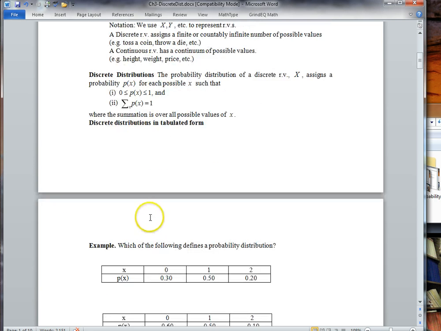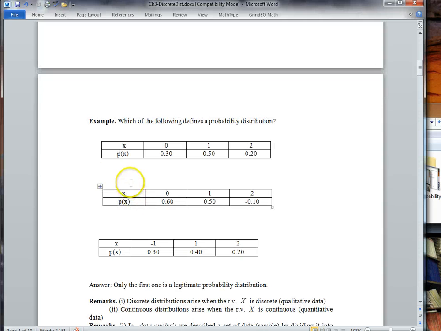So let's look at this example and see which one of the following defines a probability distribution. Well, let's look at the first one. I have 3 possible values. I have probabilities 0.3, 0.5, 0.2, so the probabilities are all between 0 and 1, and they add up to 1. So that's a legitimate probability distribution according to the definition.